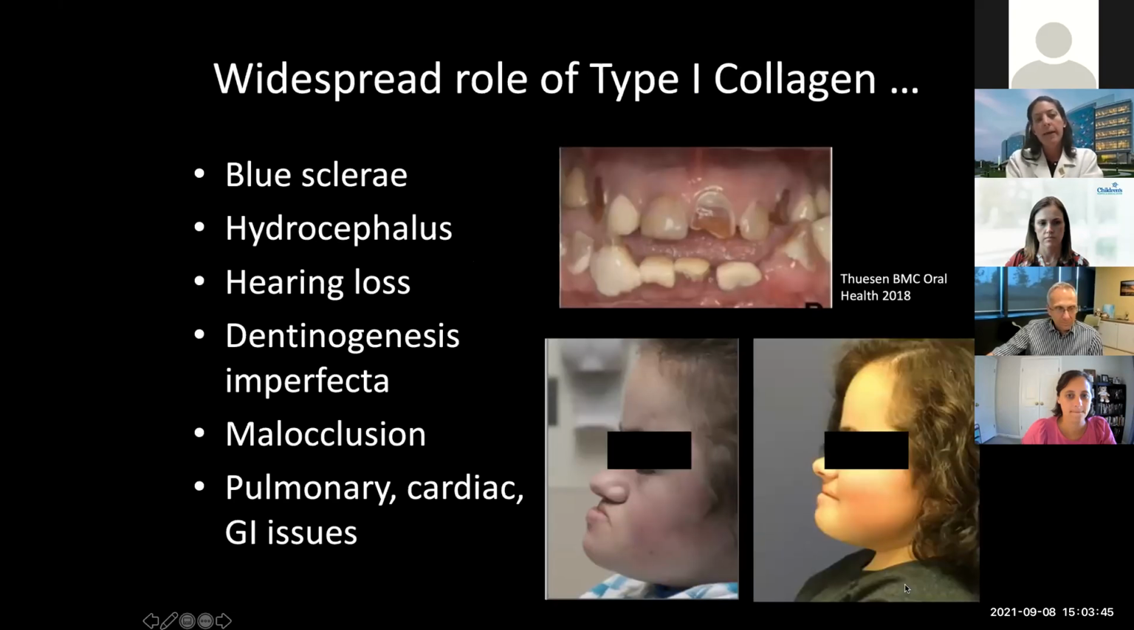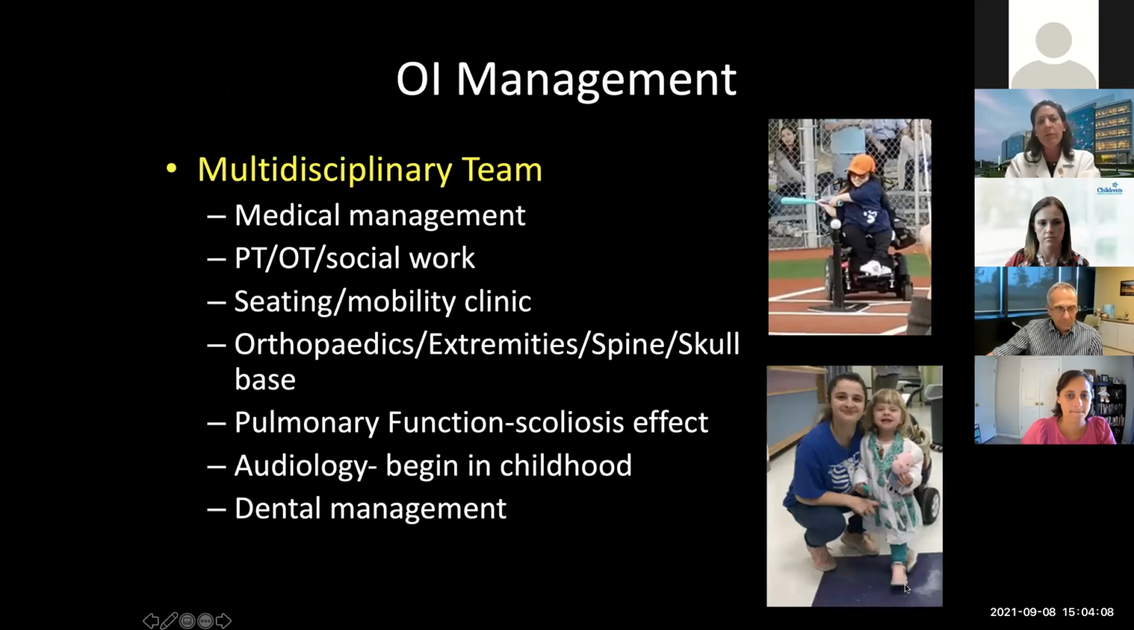At this point in the series, we've certainly covered the fact that type 1 collagen is widespread throughout the body. And for this reason, there really are very many extraskeletal manifestations of OI. Each of these manifestations plays a very important role in the multidisciplinary management of OI patients at every age. We feel that a multidisciplinary team is best suited to manage these complex manifestations, certainly including medical management and a number of other specialties.